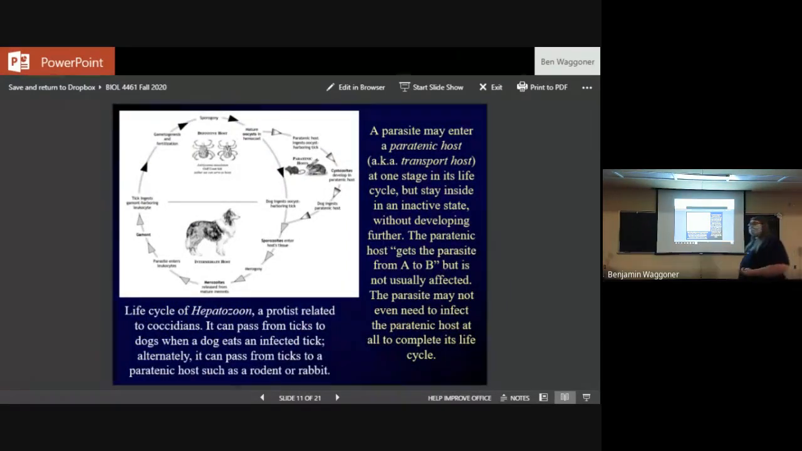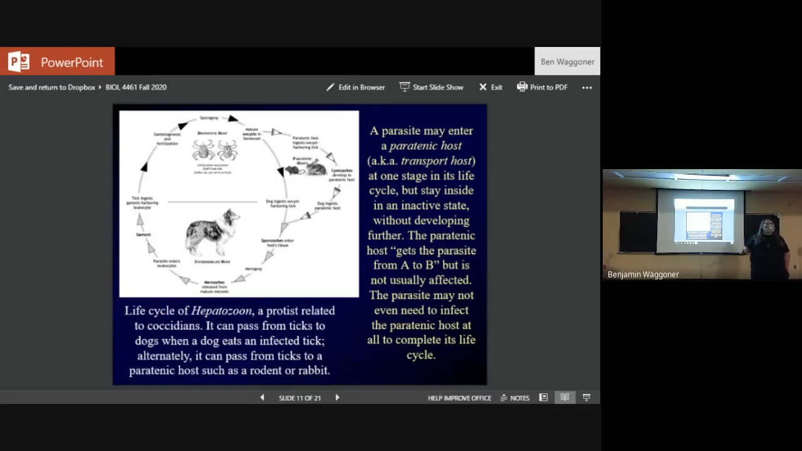You can also get parasites that will go through a stage called a transport host. The other word for this is a paratenic host. And in the case of a paratenic host, the parasite will enter the host and stay inside it in an inactive state. And usually it does not cause a great deal of harm to its paratenic host.